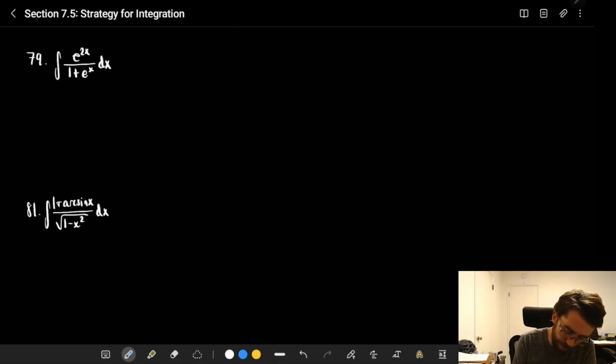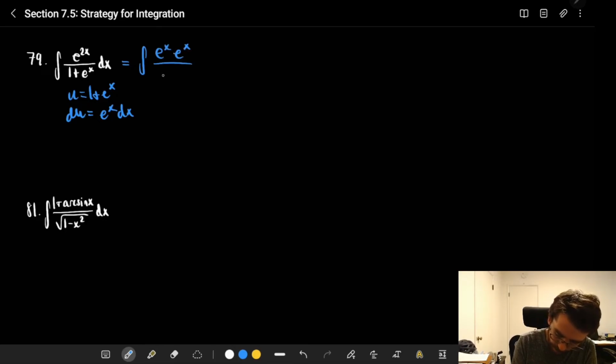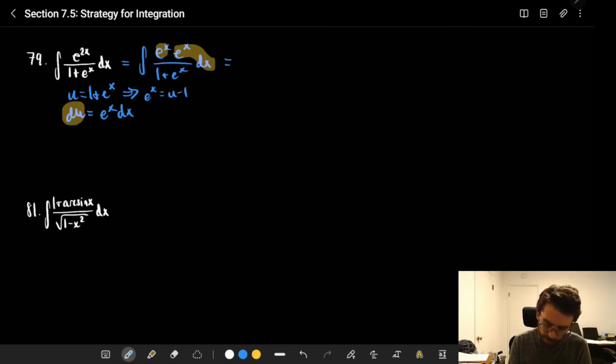This one you can probably say u is 1 plus e to the x. Do a sneaky u sub. The reason that's good is because e to the 2x is e to the x times itself. Right? So this e to the x dx is just du. This e to the x can be written as u minus 1. So this becomes the integral of u minus 1, the bottom is just u, of course, du.